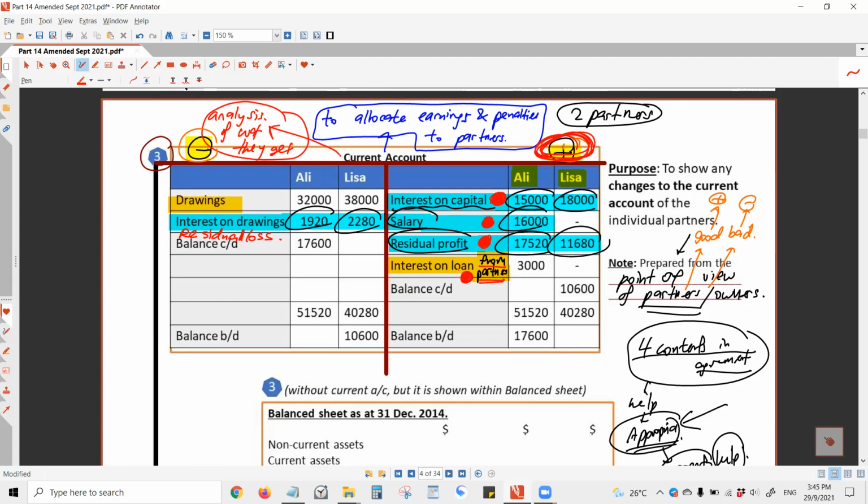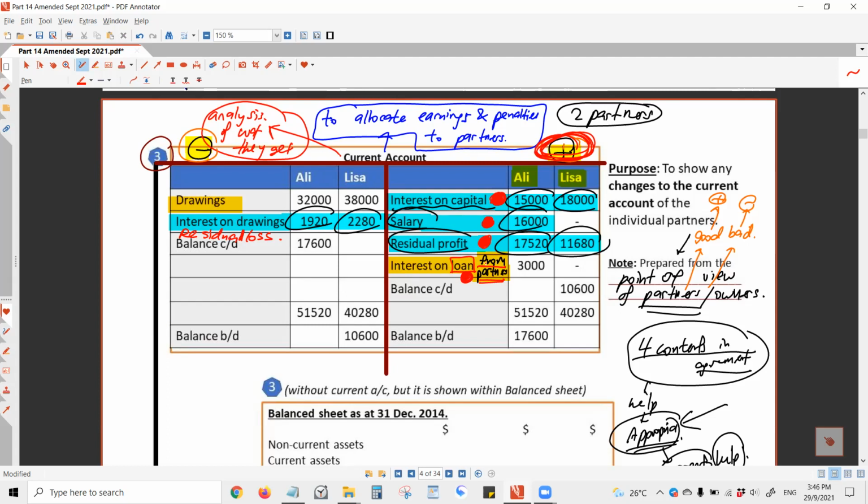Okay, let's understand what is loan from partner first. Loan from partner means partners lended money to the business. So when there's loan, there's interest, right? So partnership business must pay interest to the partners.